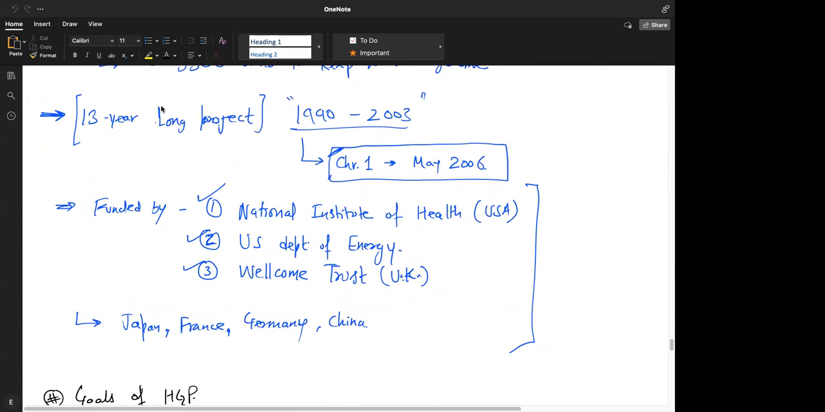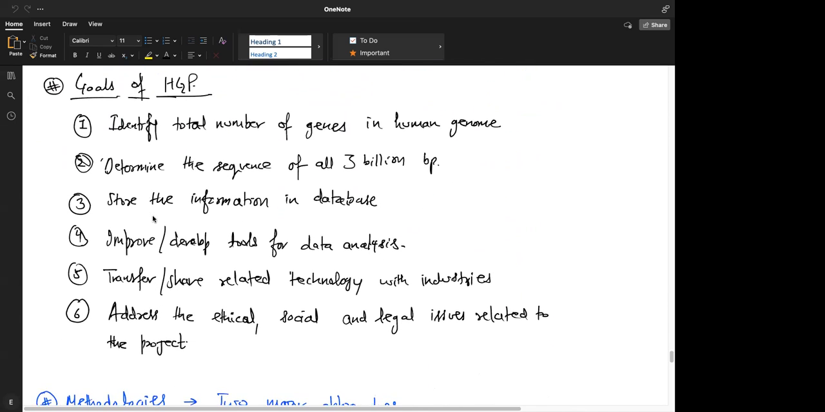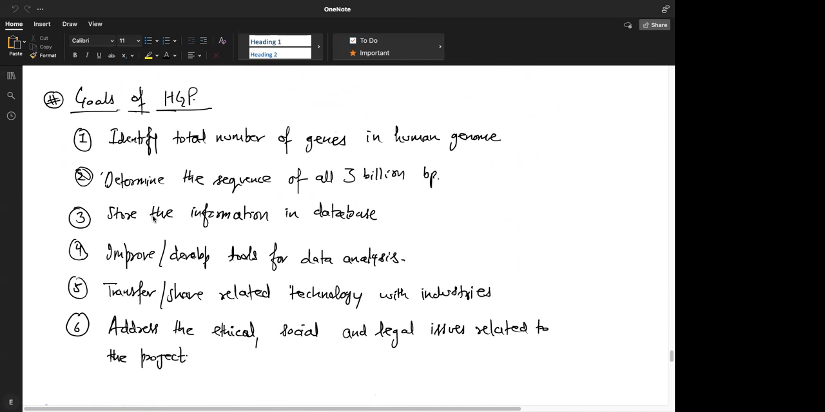Then we discussed the goals of the Human Genome Project. The first one was to identify the total number of genes in the human genome. Second, to determine the sequence of all 3 billion base pairs. Third, to store the information in a database. Fourth, to improve or develop tools for data analysis. Fifth, to transfer related technology to industries. And the sixth, to address the ethical, social, and legal issues related to the project.